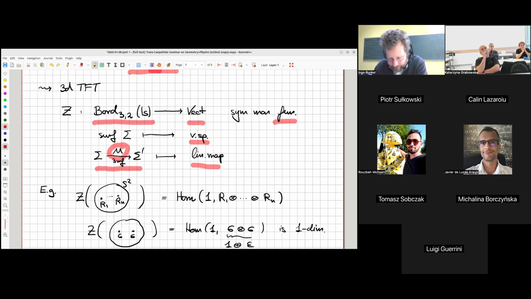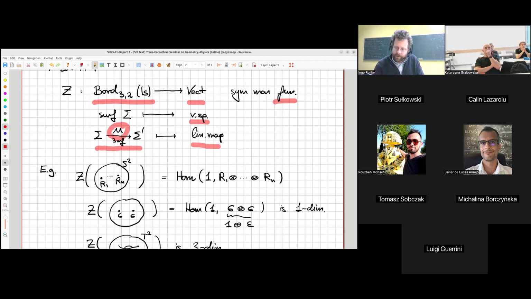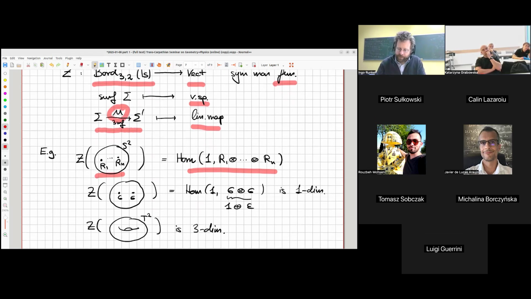So I want to do some examples. So I want to first look at a two-sphere with some marked points on them, and the marked points are labeled by representations, so by objects in my Ising category. And I'm saying that the vector space assigned to such a sphere, well, that's just the Hom space. How often can I fit the trivial representation into that tensor product? For example, if I have a sphere with two marked points and I label it with the representation sigma and sigma, then I get the Hom space of the unit into sigma tensor sigma, and that's 1 plus epsilon. So that space is one-dimensional, for example.